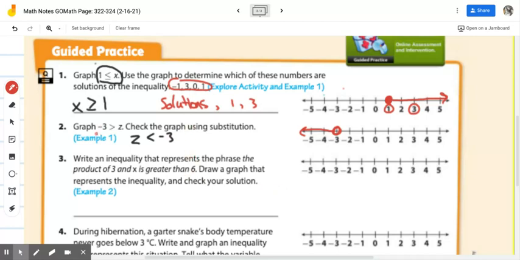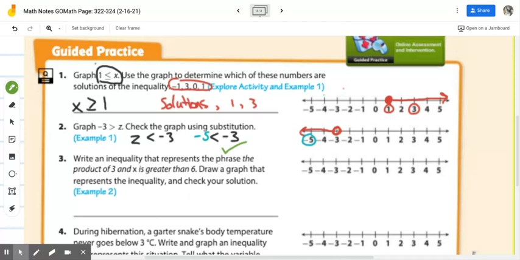Now it says the second part, check the graph using substitution. Okay, so I can check the graph using substitution by looking at what's been shaded. Well, I've got a -5 here. That's part of the shaded area on the number line. So I'm going to try that. I'm going to substitute -5 in for z and see if this works. So I'm going to put -5 instead of z, and I'm going to put is less than -3. Is this a solution? Yeah, -5 is less than -3. So this is good to go. We checked it.